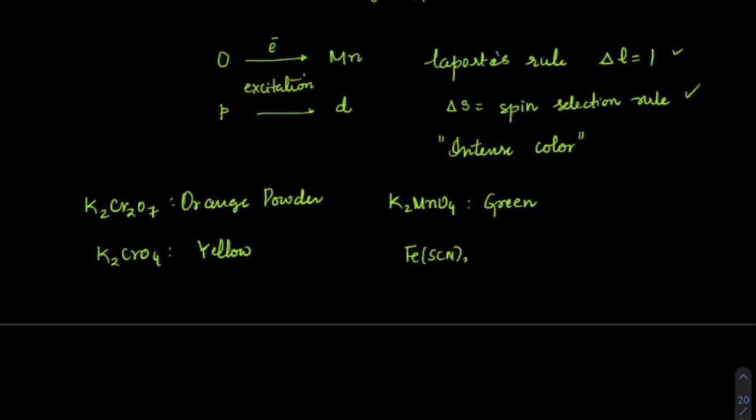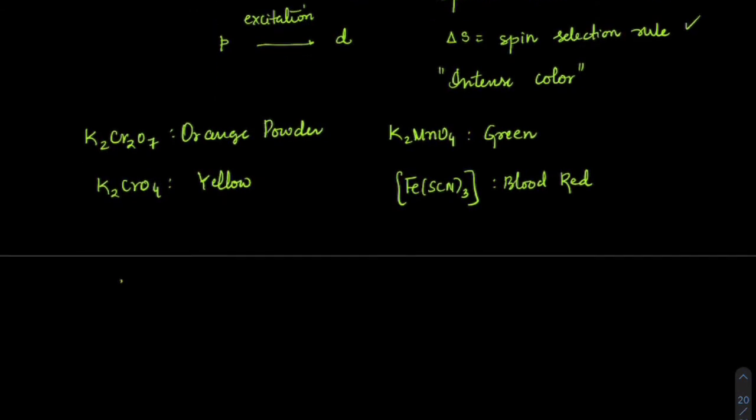Fe(SCN)3, got it? हाँ, blood red color, remember? Blood red color. इसमें भी क्या हो रहा है? सल्फर के p ऑर्बिटल के इलेक्ट्रॉन्स आयरन के d ऑर्बिटल में जा रहे हैं. So that is also Laporte's rule followed. Okay. Next, CrO3 is also colored, red colored. Got it?